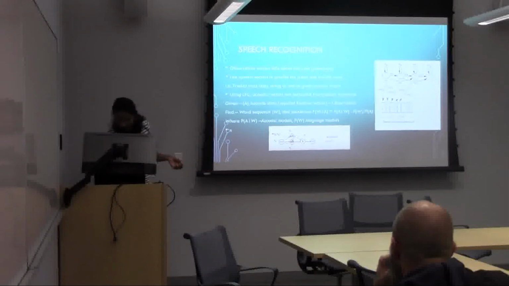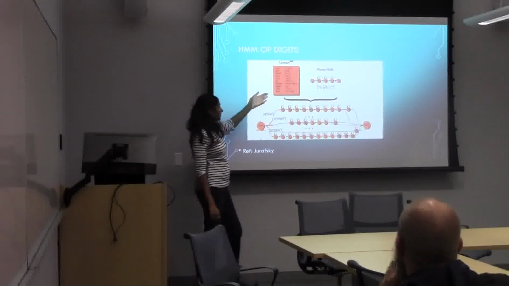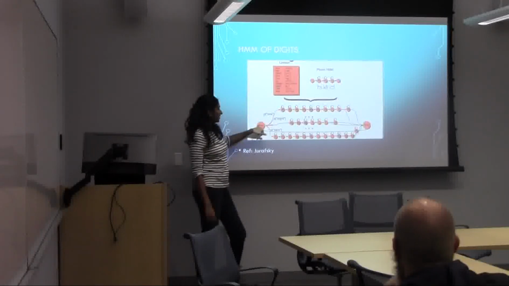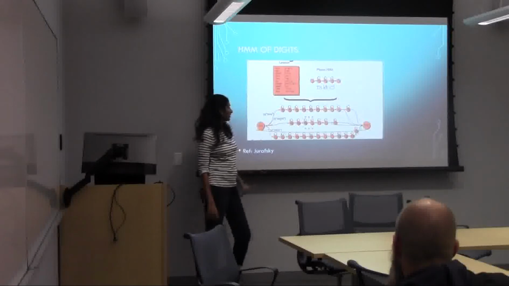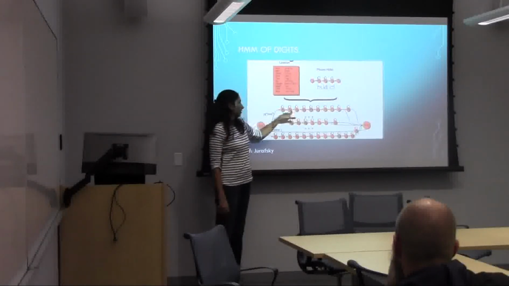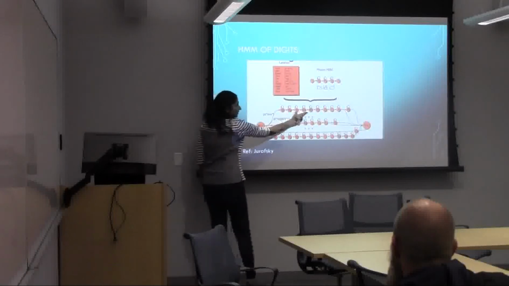Likewise, for example, if you are thinking about different digits, these are different digits. This is the start and end of the hidden Markov model. For the word one, this is how it transitions, or for eight, it's like this. So each one is a hidden Markov model.